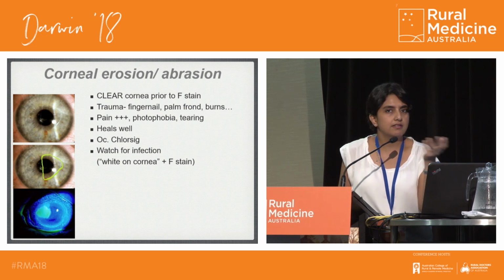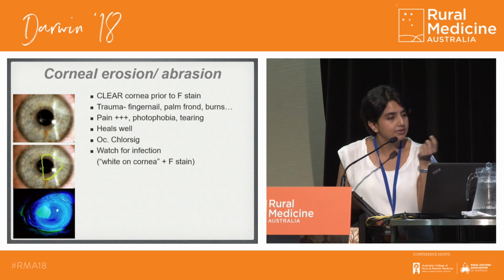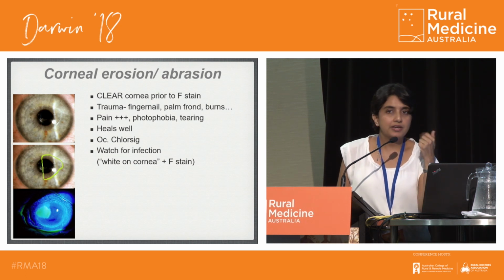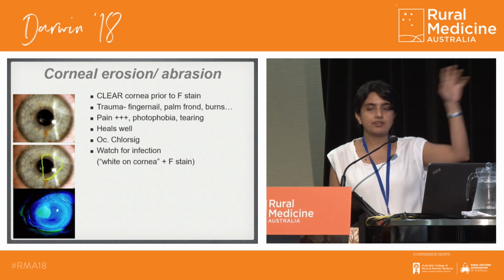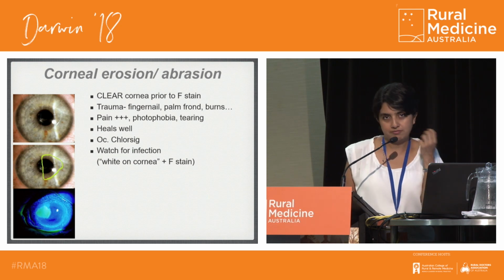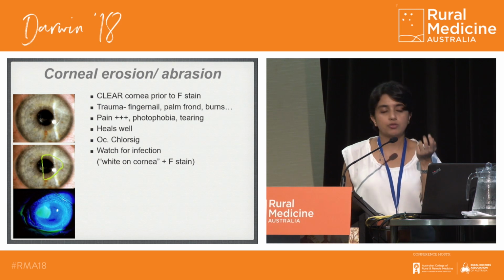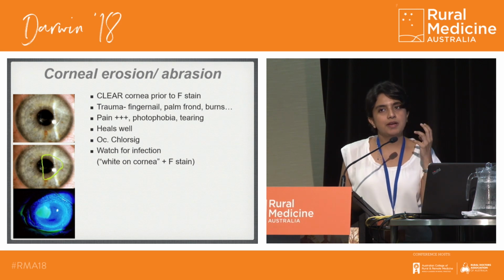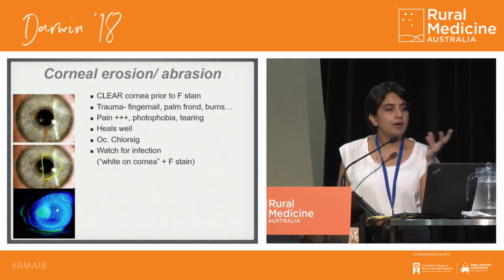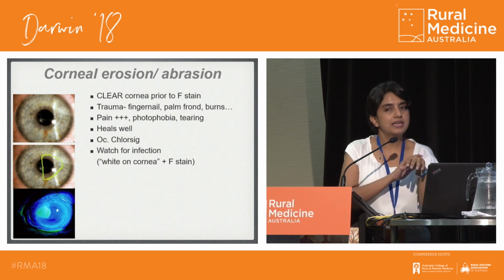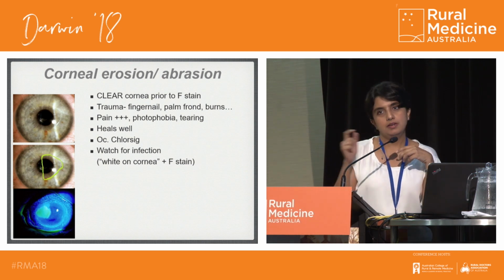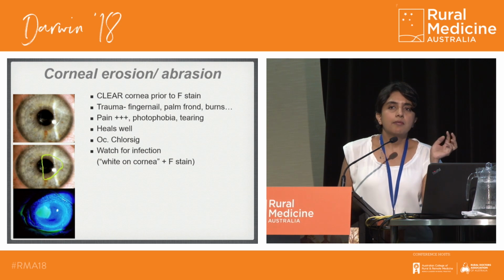It's a day-to-day affair, you can see it. Commonly, fingernail injury, little children reaching up to parents and scratching them with their soft fingernails, palm frond injuries, any type of burn, chemical or thermal, extremely painful. So pain from a corneal abrasion, which is basically loss of the top layer of epithelium from the cornea.